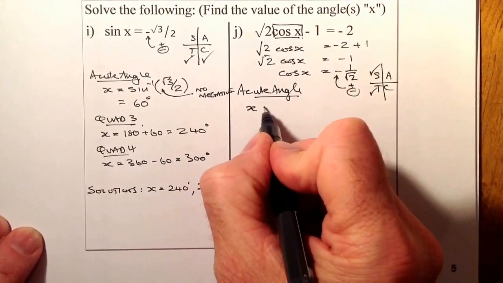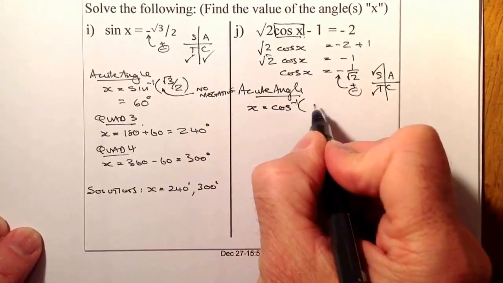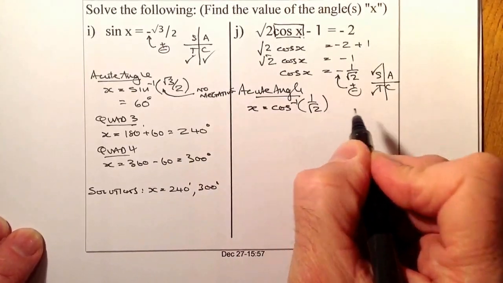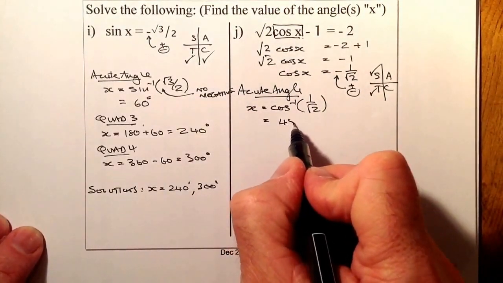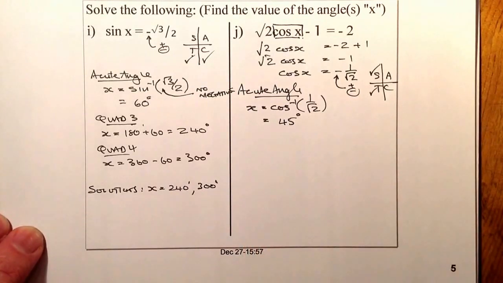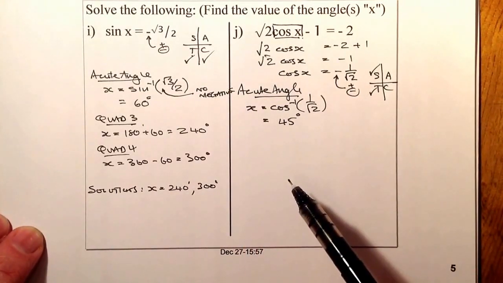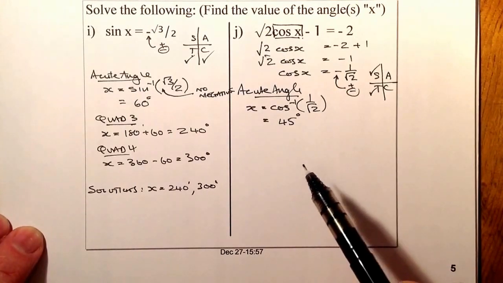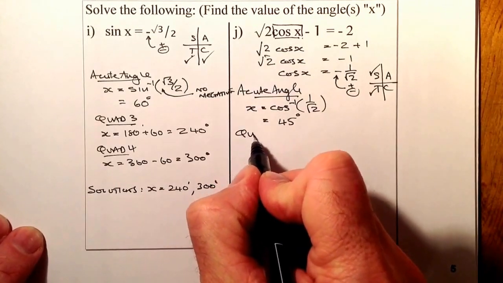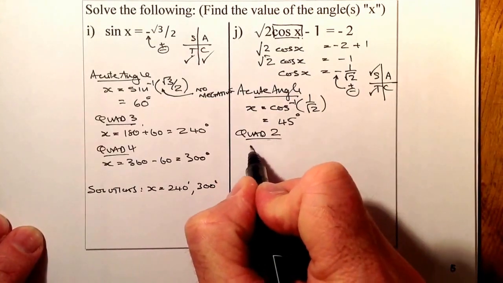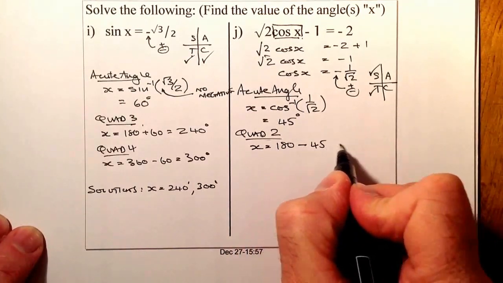Right, so what we'll do is we'll say that x is equal to the inverse cosine of 1 over root 2. And again, this is on the table of exact values for you, and that should give us 45 degrees. So if I'm using my calculator, all I would punch in would be 1 divided by root 2 for that one there, and close the bracket. I'm going to find the quadrant 2 solution first of all. So the quadrant 2, that's going to be 180 minus 45 degrees.